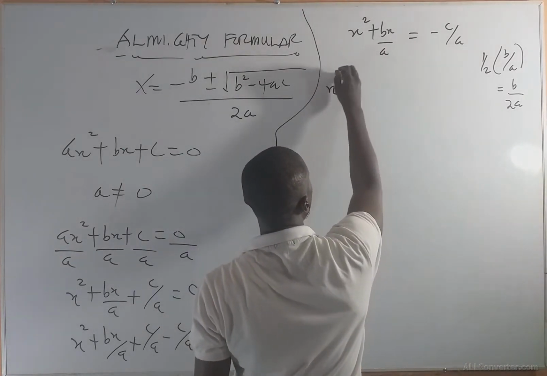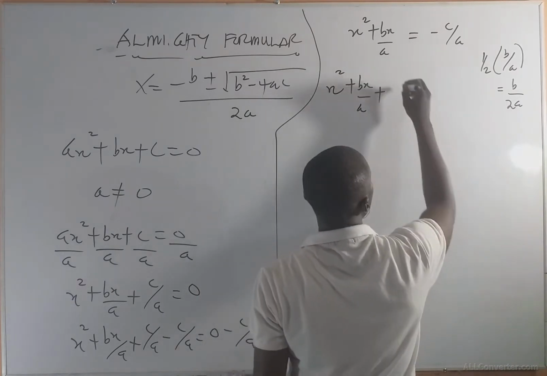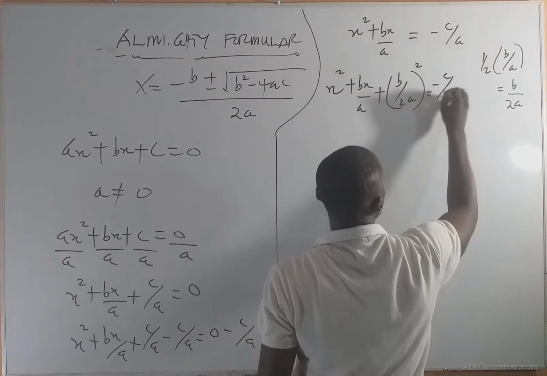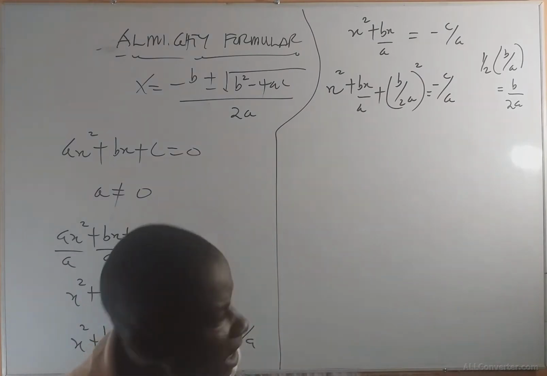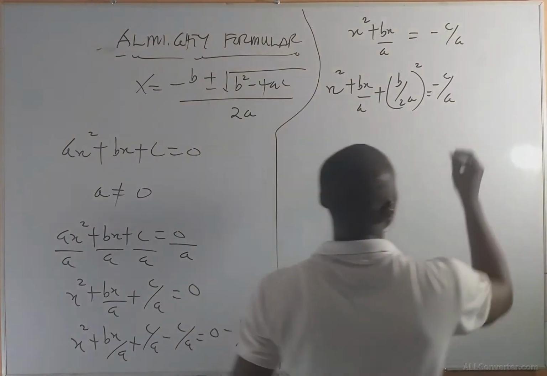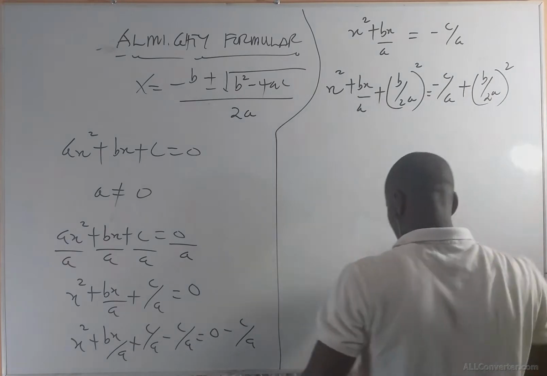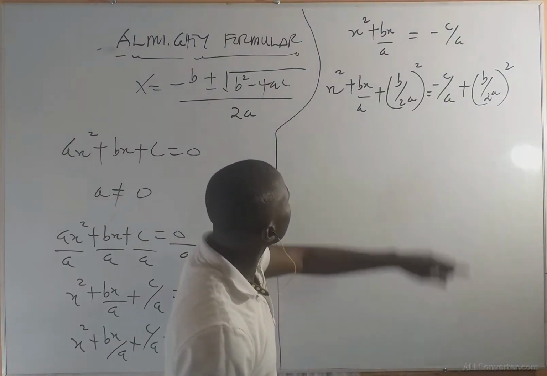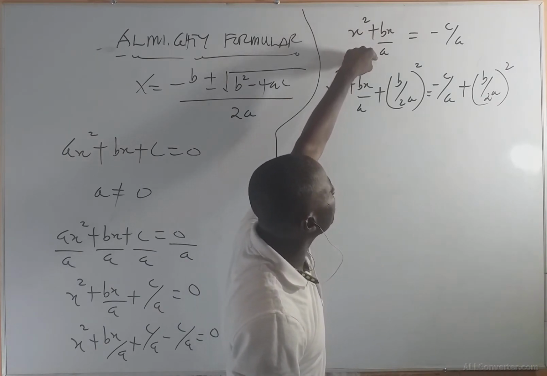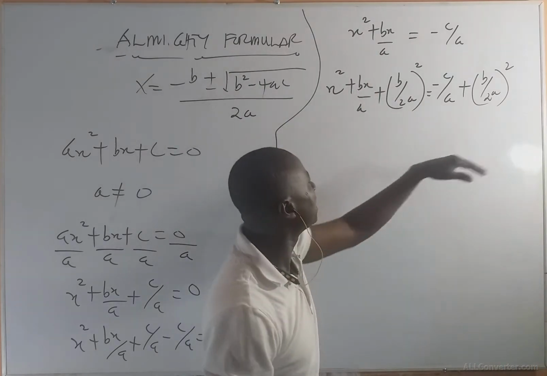In doing that, we are going to have x squared plus bx over a plus b over 2a squared on the left hand side. Take note that whatever we do to the left hand side, we must do the same to the right hand side. So we also add the square, that is b over 2a squared, to the right. And this does not change the equation. So what is really happening here? We took half of the coefficient of x, and half of b over a is b over 2a. Then we add the square of the result to the left hand side and to the right hand side. And so this is what we are getting.